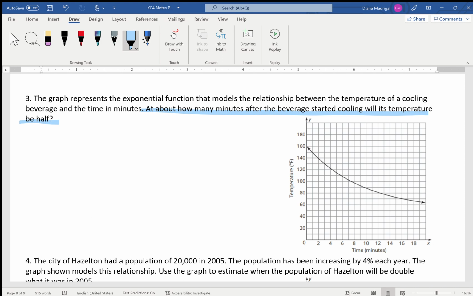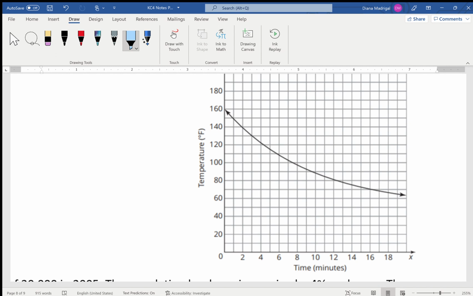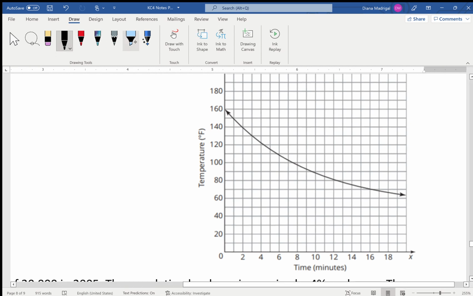All right, well, if you notice the graph, here we go, okay. Let me highlight my stuff. I have the temperature for the y-axis and I have the time for my x-axis. We're asking how many minutes would it take for the temperature to be half? Well, look at the graph. Where does it end or start? Okay, depending on the graph.